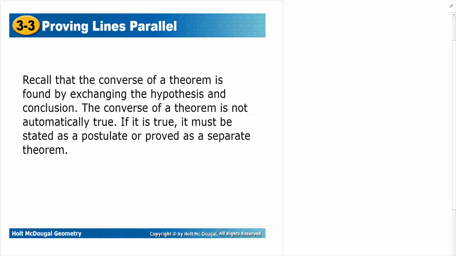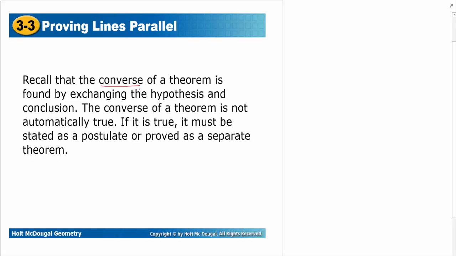So again, we already talked about this. I'll just read through it and move on to the next slide. Recall that the converse of a theorem is found by exchanging the hypothesis and conclusion. That's exactly what we did in the warm-up, so we should be good on that, right? The converse of a theorem is not automatically true. If it is true, it must be stated as a postulate or proved as a separate theorem.